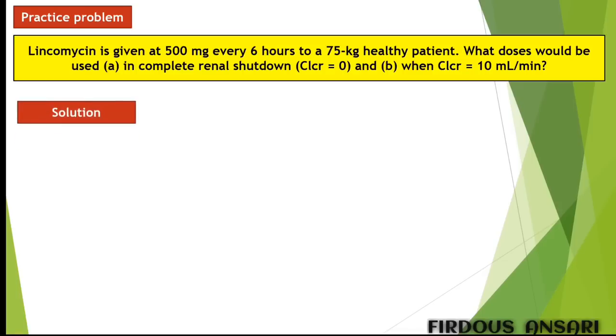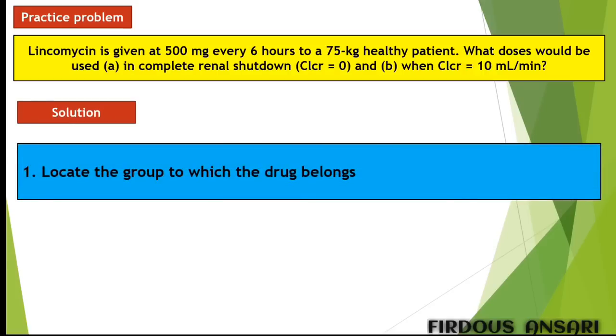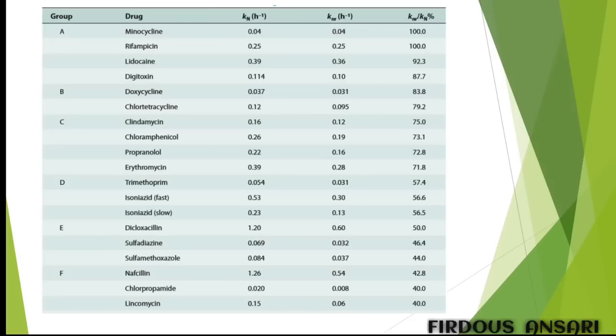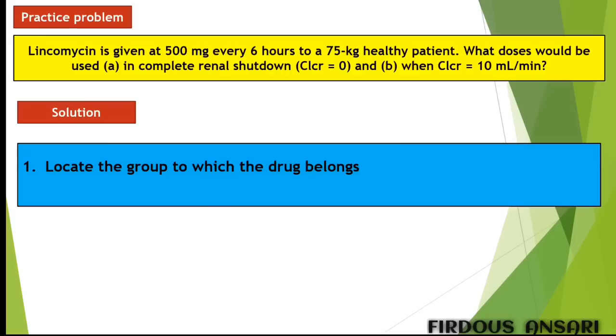So for the solution, there are steps you need to follow to find the uremic dose. First of all, locate the group to which the drug belongs. Our drug is lincomycin, and we have this table provided by Willing and Craig, and we need to find the drug. Our drug is lincomycin, and what is the group? The group is F. Okay, so this is the first step: first of all, you should find out which group the drug belongs to.